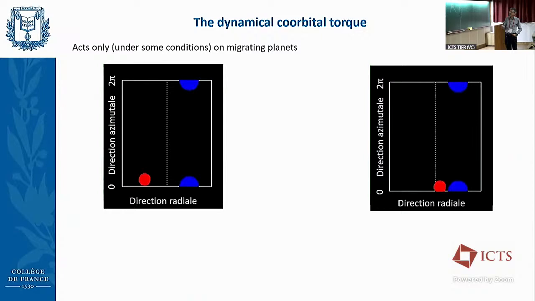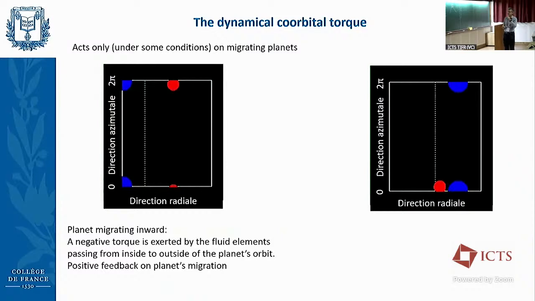Okay, it enters the co-rotation zone, makes one U-turn, goes out of the co-rotation zone, and it's left behind. So as the planet is moving, these fluid elements encounter the planet only once, are kicked out, so they kick the planet in. So they give a positive feedback to migration. The planet is moving inwards, and the fluid element is kicked outwards, so it pushes the planet even more inwards. So we call it a positive feedback on migration.